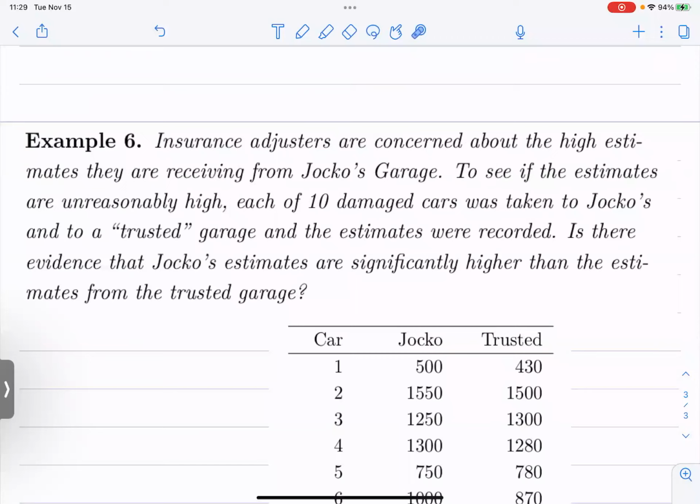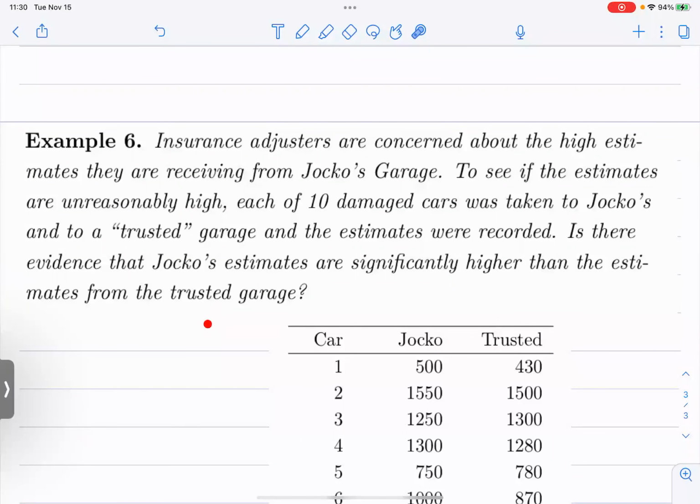Insurance adjusters are concerned about the high estimates they're receiving from Jocko's Garage. Sounds fishy, right? To see if the estimates are unreasonably high, each of 10 damaged cars was taken to Jocko's and a trusted garage, and the estimates were recorded. Is there evidence that Jocko's estimates are significantly higher than the estimates from the trusted garage?